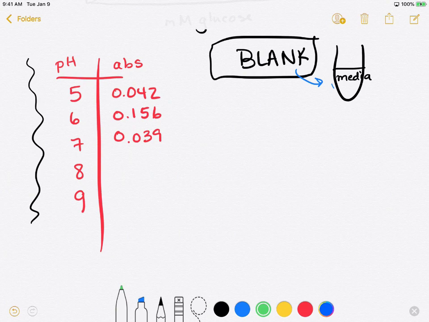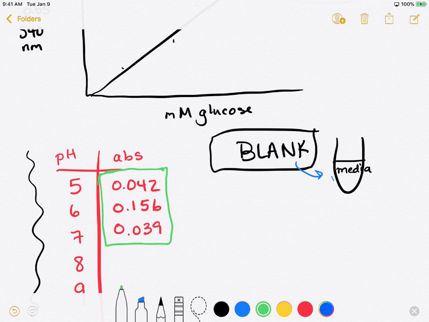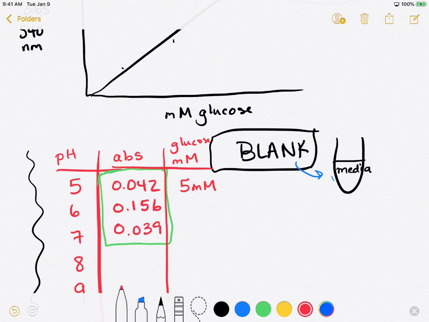It's really important to recognize that absorbance is not the important end result. Using the equation of the line that you created with your standard curve, you should take all of your absorbance values and change those into glucose concentrations that were created. So you can compare, pH 5 maybe created 5 millimolar glucose, whereas pH 6 made 32 millimolar glucose.